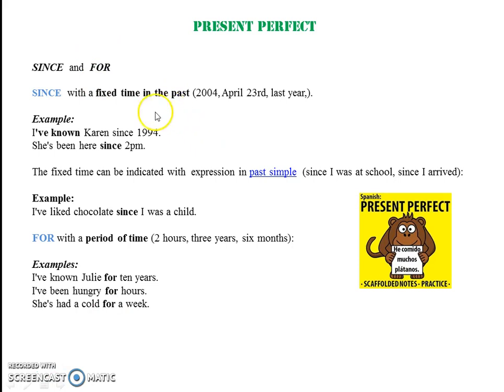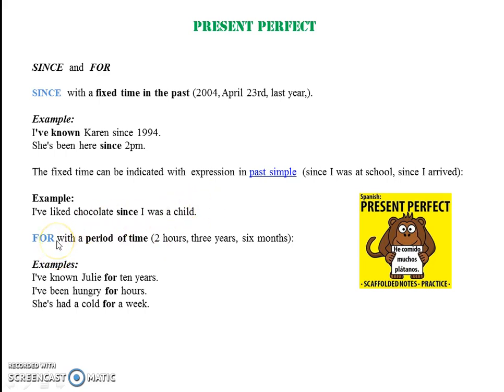And there is another little thing here, which is that present perfect is used with since and for. Since we use with a fixed time in the past, it means a point in time, that is 2004, for example, or April the 23rd last year. Here we have some examples: I have not cried since 1924, or she's been here since 2 p.m. This is a point in time, it is not a period, okay? We can also use as a fixed time in the past some expressions in simple past, like since I was at school or since I arrived. And here we have an example: I have liked chocolate since I was a child. A point in time again.